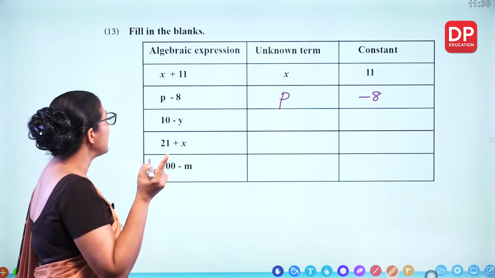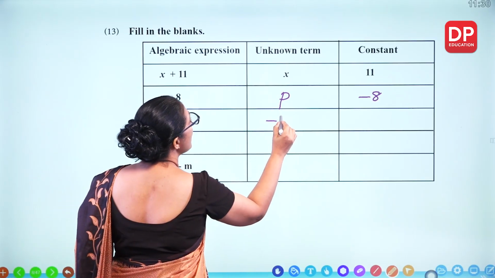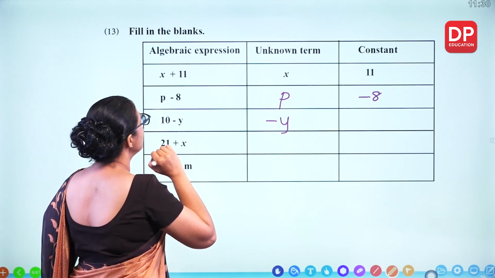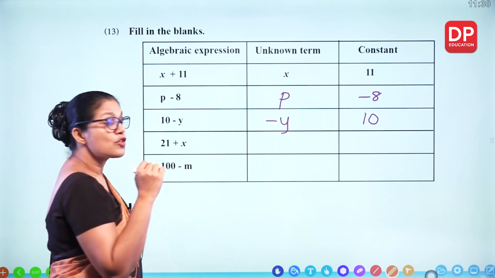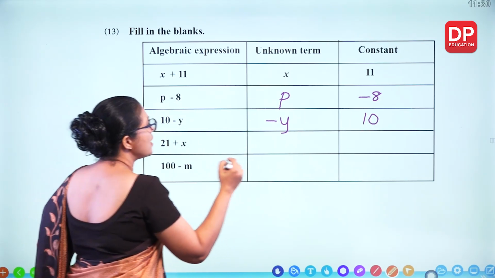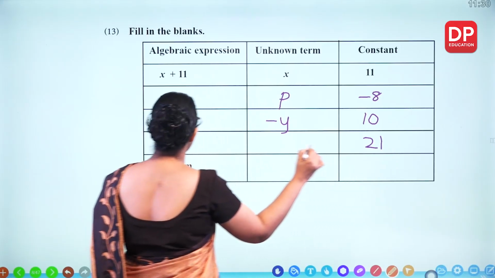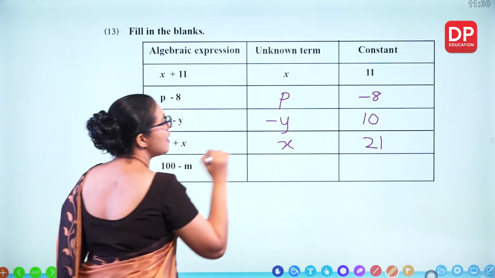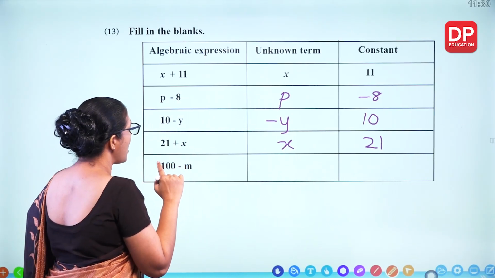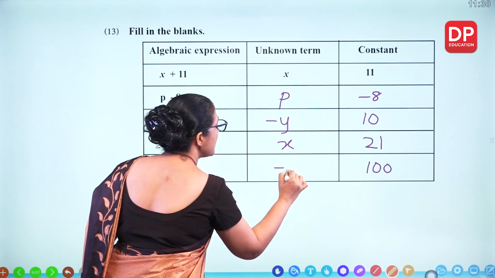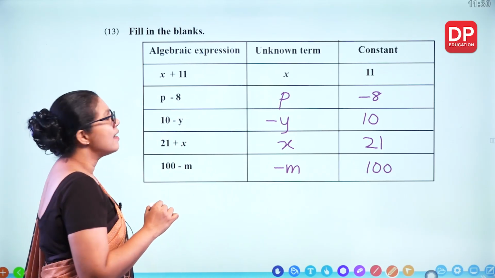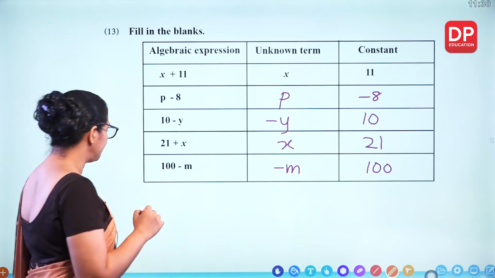10 minus Y, Y is the unknown and 10 is the constant. 21 plus X, 21 is the constant and X is the unknown. 100 minus M, 100 is the constant, minus M is the unknown term.